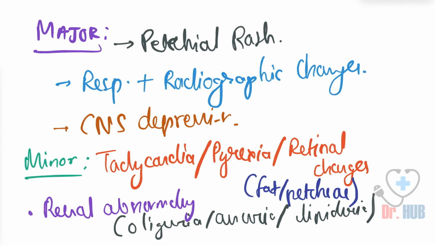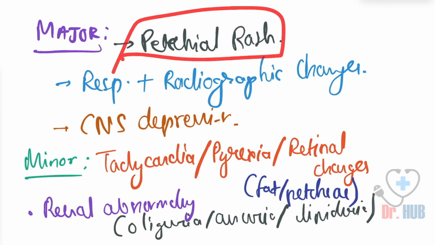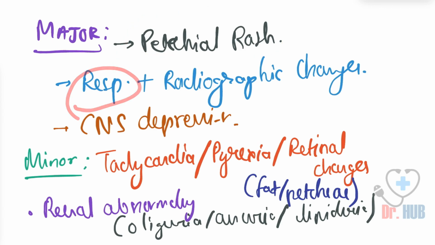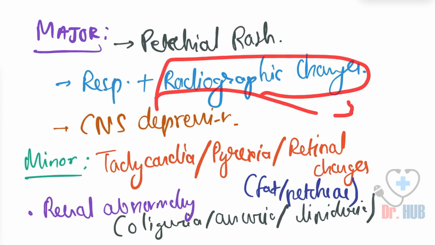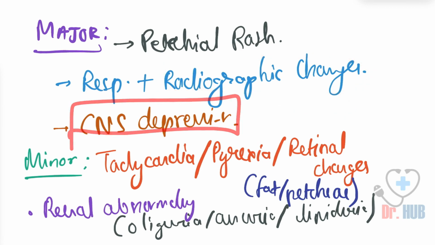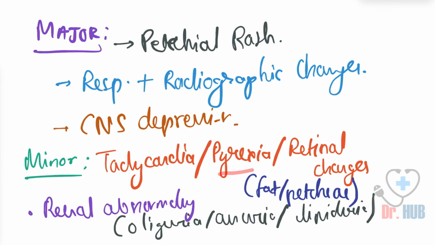Just to recap what we did here. As we discussed, the Gurd's criteria has a major and minor criteria. Under major criteria, there is a petechial rash, respiratory changes associated with radiographic changes, and CNS involvement, that is CNS depression. Moving on to the minor criteria, it includes tachycardia, pyrexia, retinal changes due to fat or petechiae, and renal abnormalities such as oliguria, anuria, and lipiduria.